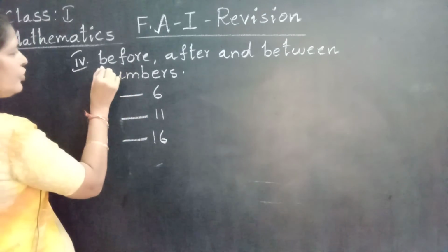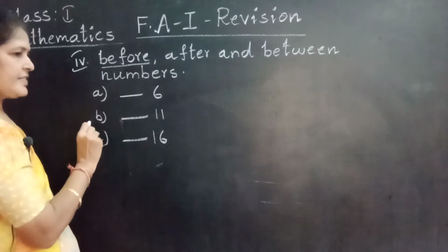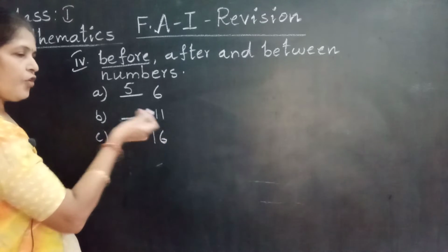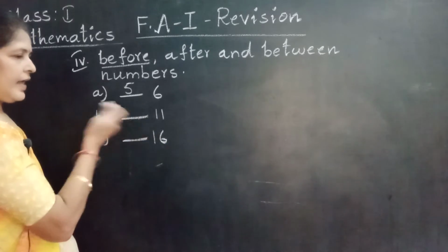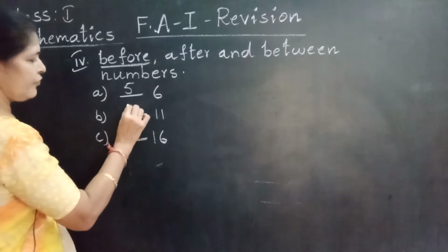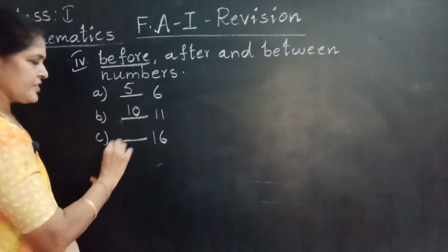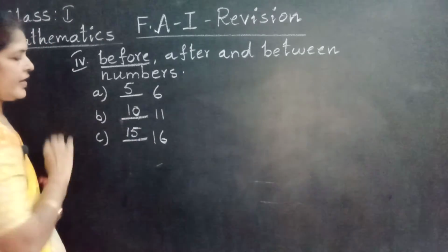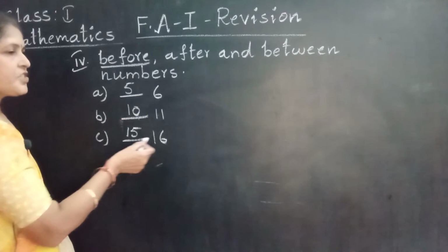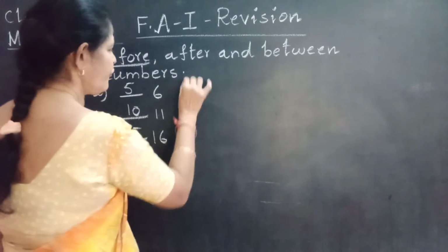See, first of all going to before. Before number. That means what comes before 6? Yes, 5. Okay. What comes before 11? The dash is given on the left side. Left side means going to write before. 11 before 10. Very good. What comes before 16? 16 before 15. Very good. Okay. 6 before 5. 11 before 10. 16 before 15. These are before numbers. Next goes to after numbers.